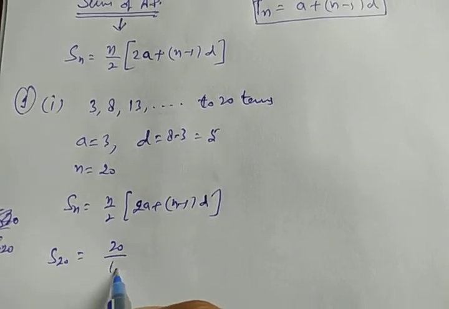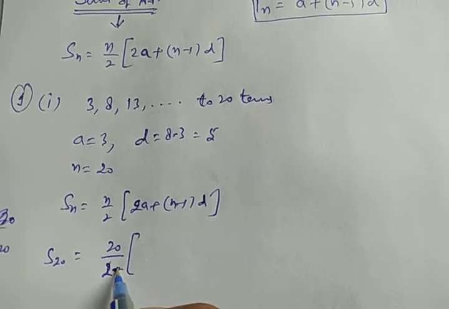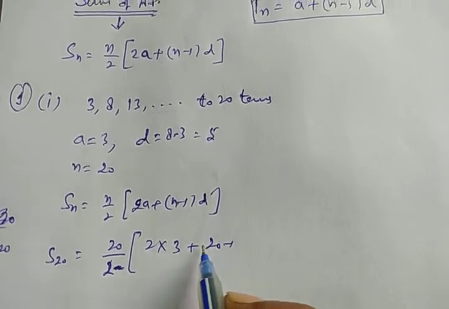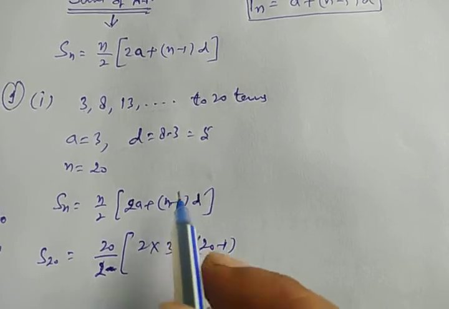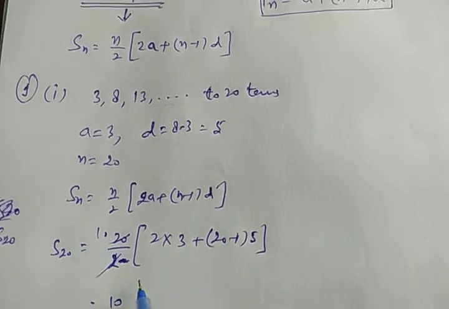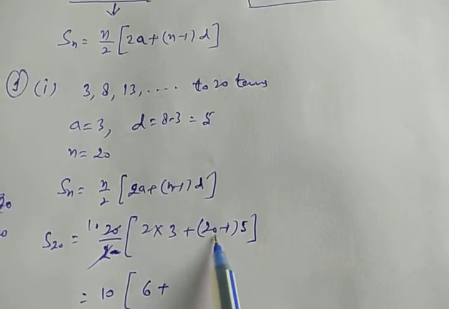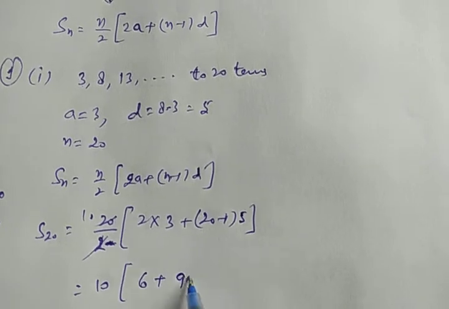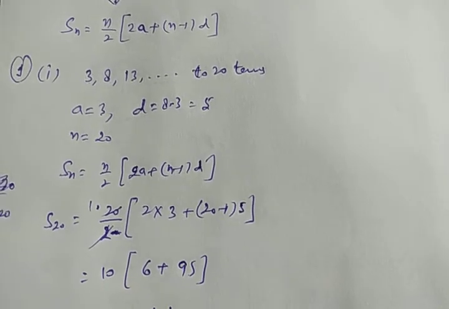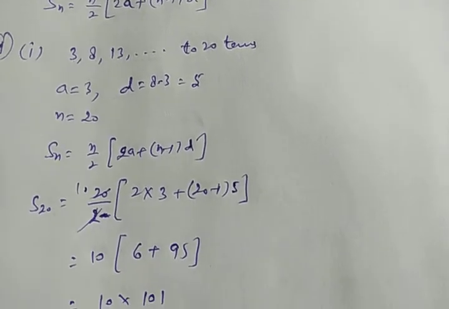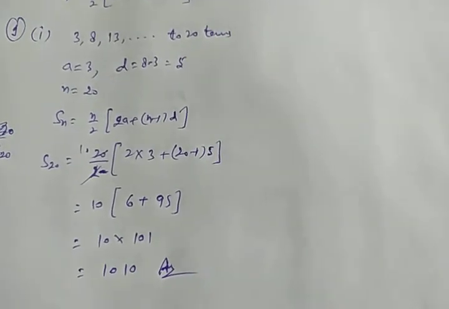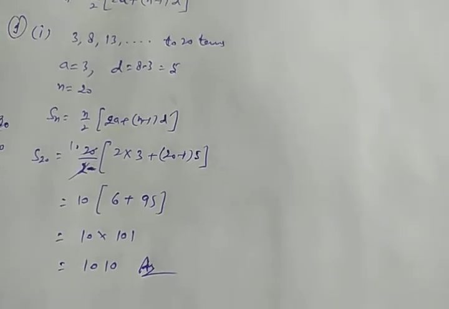Substitute the values. 20 upon 2 is 10. 2 into a means 2 into 3, plus 20 minus 1 into d. d is how much? 5. 10 into, 2 threes are 6, plus 19 fives are 95. 6 plus 95 is 101. 10 into 101 is 1010. It is the sum of the AP. This is the answer. In this way you can calculate the sum of any given AP.